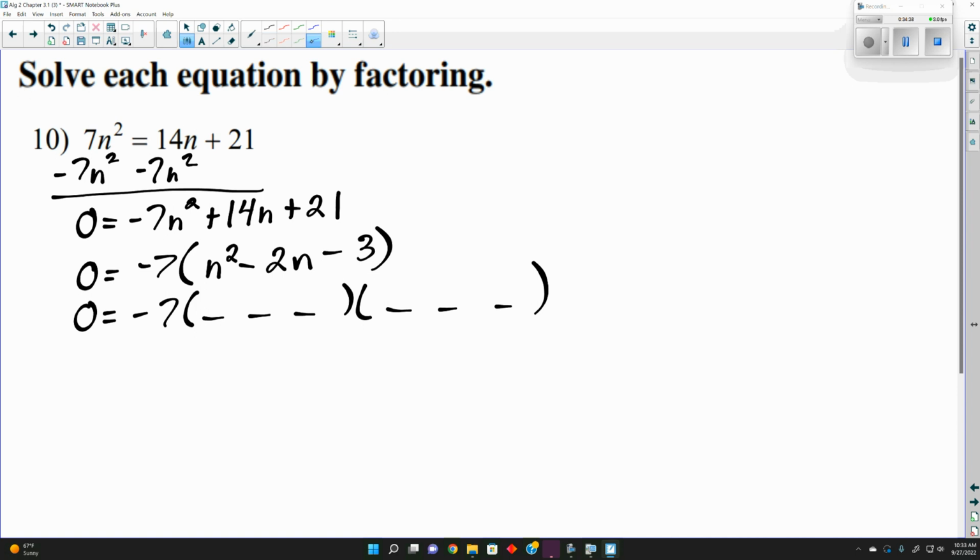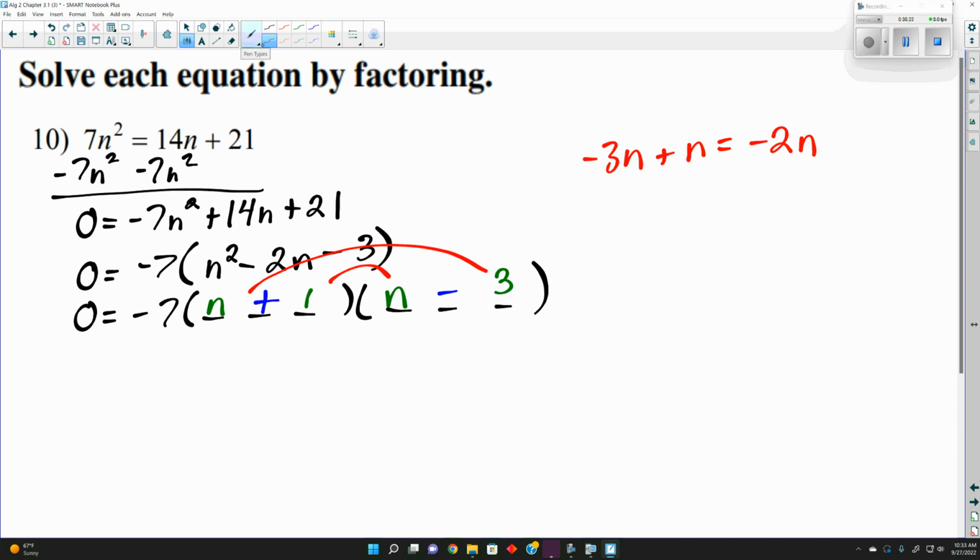Since the third term is negative, our signs are opposite. One's positive, one is negative. Factors of n squared are n and n. Now the factors of 3 are 1 and 3, which spot do we want to put the 3? And if we check this here, n times negative 3 is negative 3n. 1 times n is a positive n, which will indeed give us a negative 2n. So these are the correct factors.